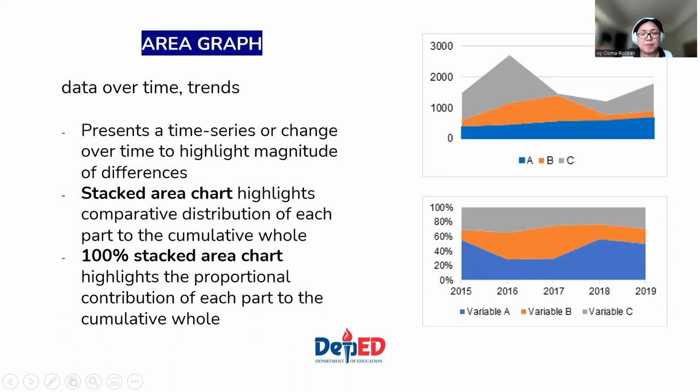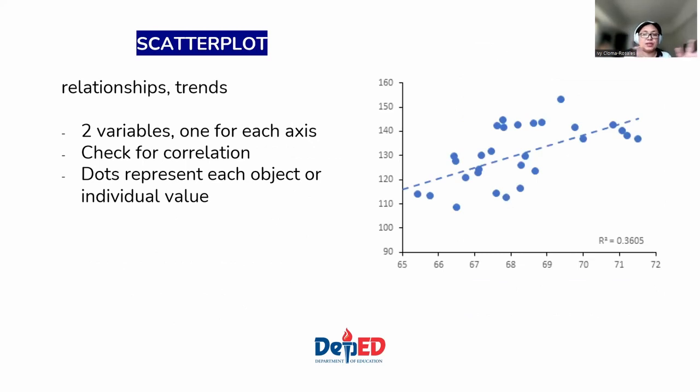Area graph, probably not as common for you, but I just wanted to show examples. So data over time and trends, time series. So it can be a stacked area chart or a 100% stacked area chart. A scatter plot, if you wanted to show the relationship, for example, of two variables. So the dots here represent each object or each student or each person. Then you want to see whether there is a linear relationship or correlation.